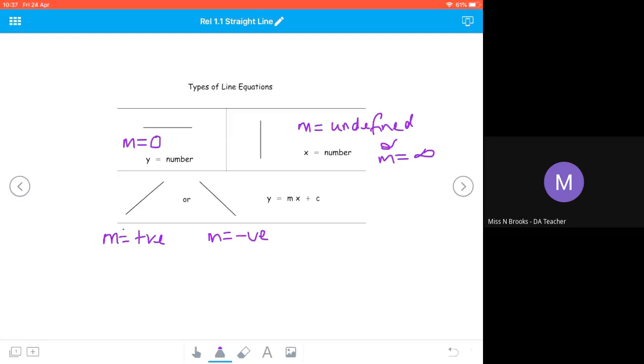If we have an undefined gradient for our vertical line, that means that we don't have the ability to use our gradient equation to work out what the gradient is, because you can't divide by 0, and you can see that there's no shift along the x-axis one way or the other. That's why the line doesn't have anything to do with y, because unless it's x equals 0, which is what the y-axis would be, then a vertical line is never going to touch the y-axis. It's always going to be parallel to the y-axis.